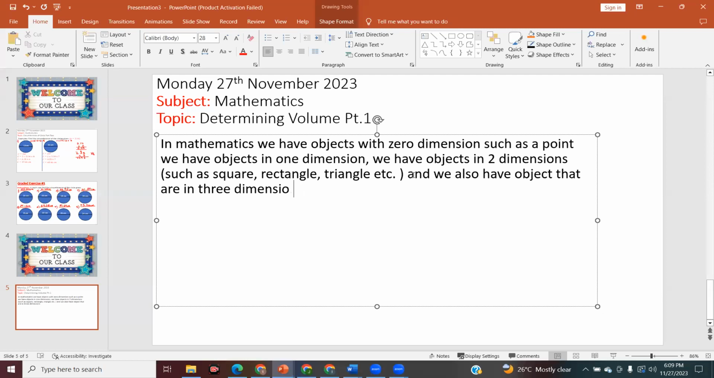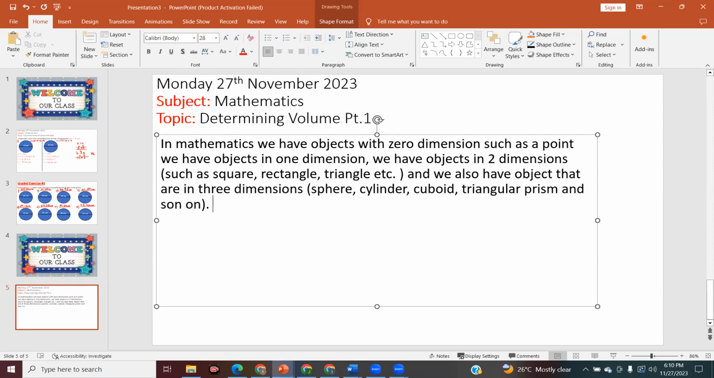Now, what are some examples of objects that are in 3 dimensions? A sphere. A cylinder, very good. A cuboid. A prism, yes, a triangular prism, and so on.